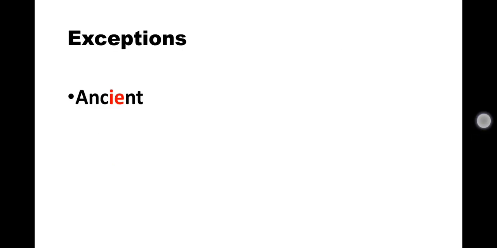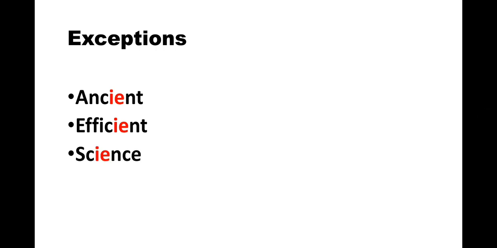Exceptions. Ancient, efficient, science. Here we don't have EI after C. Why? Because the sound of these letters is not E. It's not "ancient" with an E sound, it's "ancient". Science. That's why we are using IE after C, not EI. Alright? So we'll have EI after C if the sound is E. Okay? So here the sound is not E. That's why we are having IE.